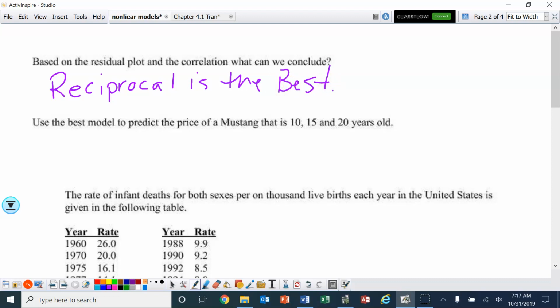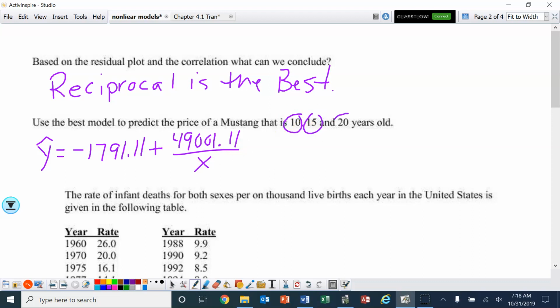So we're going to use the equation y hat equals negative 1,791.11 plus 49,001.11 over x. So I'm going to make these predictions for 10 years, 15 years, and 20 years.